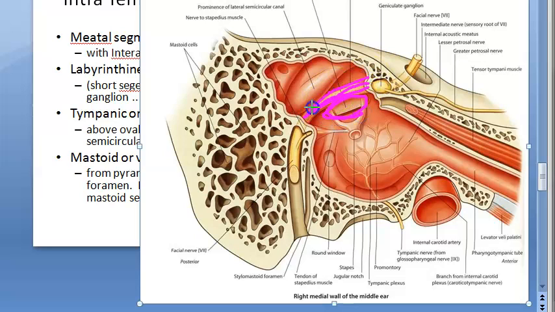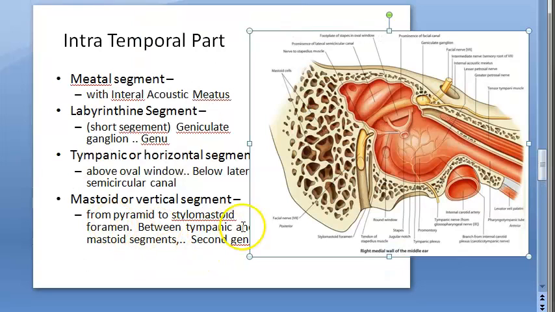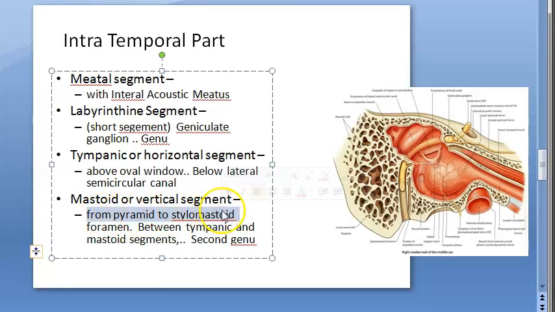You can see the oval window here, above the oval window, and below the lateral semicircular canal, you have the horizontal part of the facial nerve. Then you have the vertical part of the facial nerve, that is the mastoid or the vertical part of the facial nerve. So about the vertical part, it is from the pyramid to the stylomastoid foramen. So you saw here the stylomastoid foramen. So it is from the pyramid. Here you can see the pyramid, right? What is attached to the pyramid? The stapedius muscle is attached. So from the pyramid to the stylomastoid foramen, you have the mastoid or the vertical segment. And they are calling it the second genu, second bend. Okay. So this is pretty clear, right?